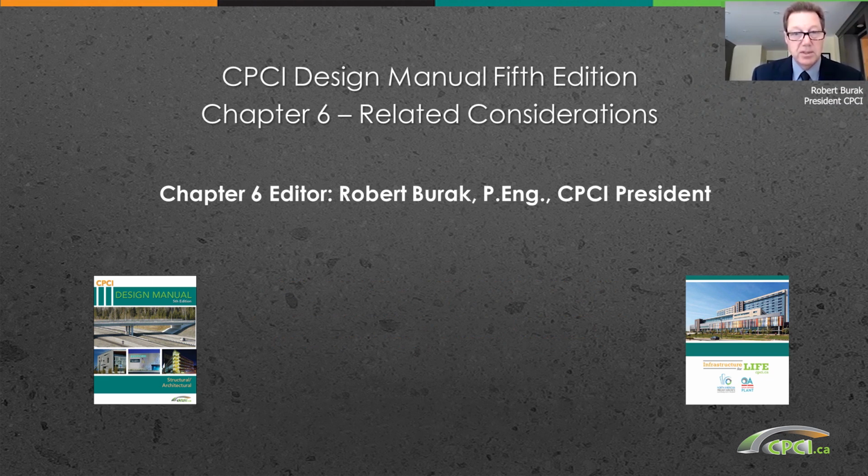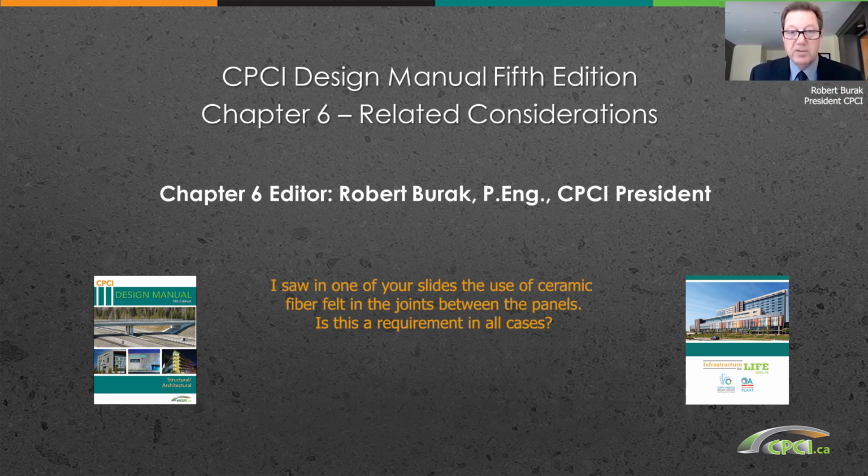Okay, the next question is, I saw on one of your slides the use of ceramic fiber felt in the joints between the panels. Is this a requirement in all cases? So I'd say that the joints between wall panels are similar to unprotected openings, like windows and doors. And in the National Building Code, there's a calculation for allowable percentage area of unprotected openings. So typically, when you do that calculation, in many cases, joints don't need to be fire protected. However, in other cases, there might be a reason to fire protect them.